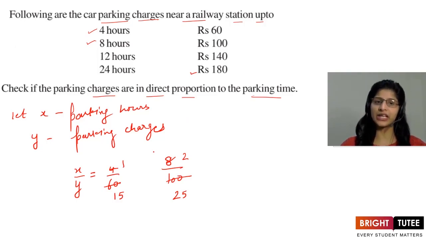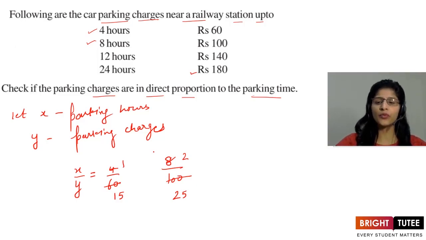Clear? The direct variation is there, but a direct proportion is not there. Variation means that when you increase the number of hours, the price increases. Yes, that is increasing, but not in the same proportion. Similarly, you have to check for 12 upon 140 and 24 upon 180. So every time we are not getting 1 upon 15, that shows that it is not going to be the same. The constant of proportionality X upon Y equals K is not the same. It is not constant, it's a variable. So yes, they are not directly proportional.